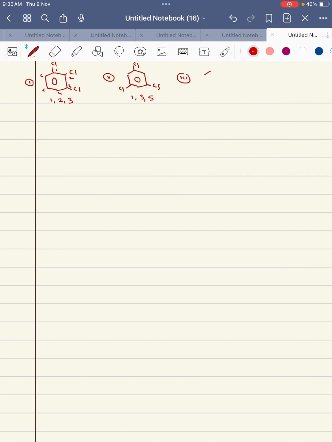I am going to write it like this. Here 1 chlorine, here 1 chlorine, here 1 chlorine. So numbering is selected 1, 2, 4 trichlorobenzene. So this is called 1, 2, 3 trichlorobenzene; 1, 3, 5 trichlorobenzene; 1, 2, 4 trichlorobenzene. In that way we are going to write the positional isomers in the different compounds.